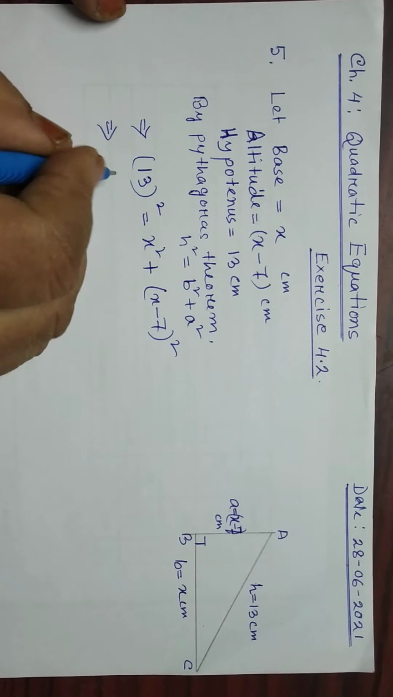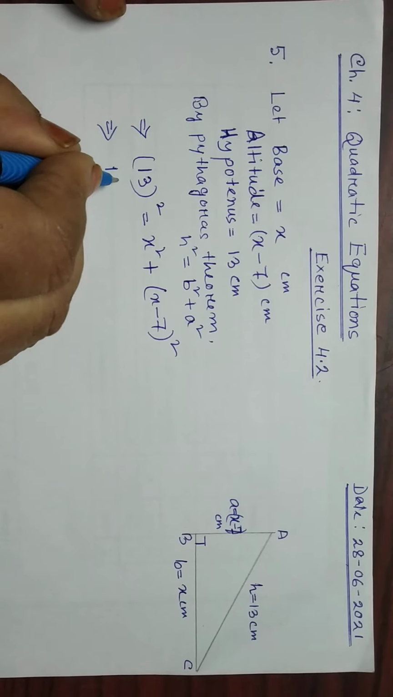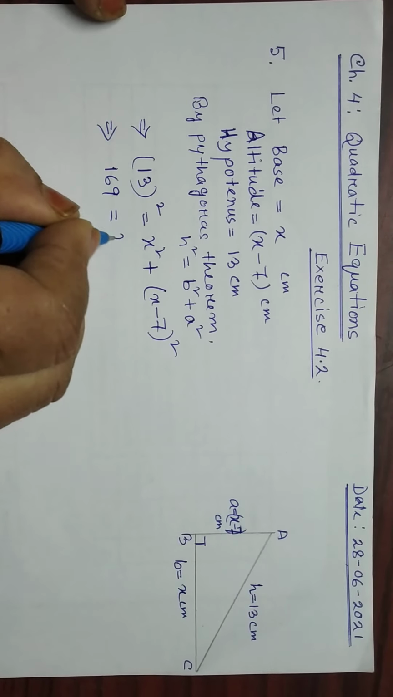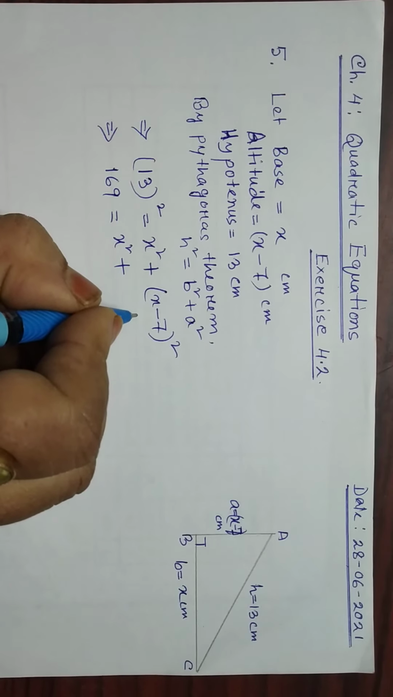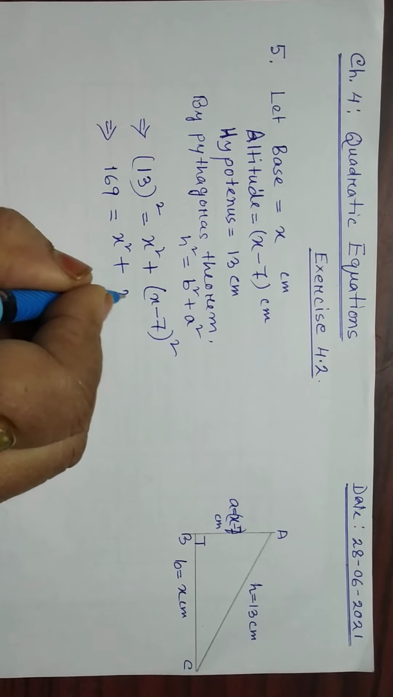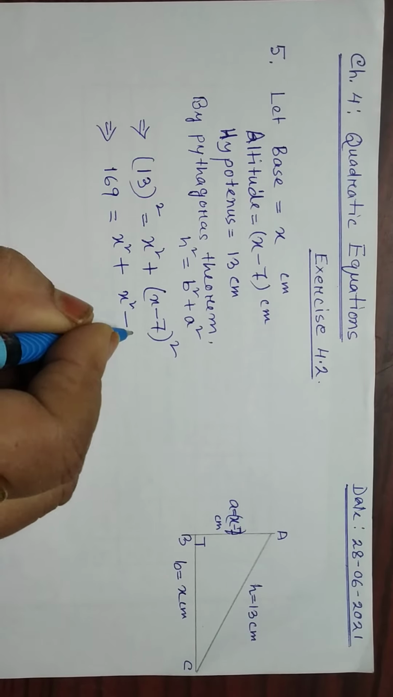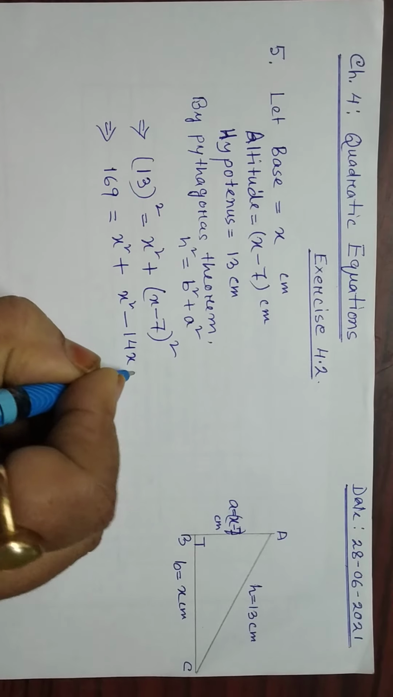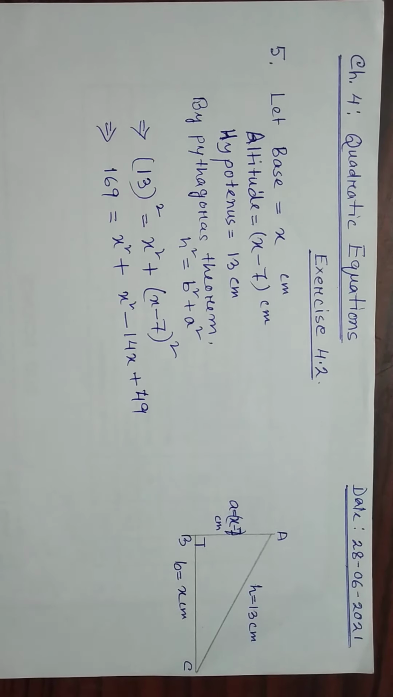Now we simplify. 13 square means 169 is equal to x square plus (x minus 7) whole square. This one we expand by using the formula a minus b whole square. That's why x square minus twice ab, meaning 2 into 7 into x, 14x, plus 7 square, which is 49.